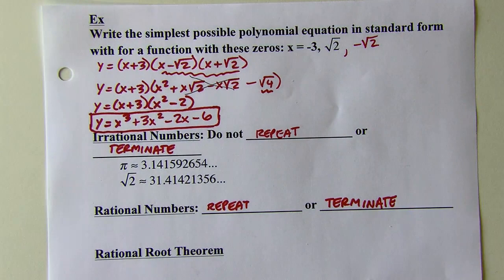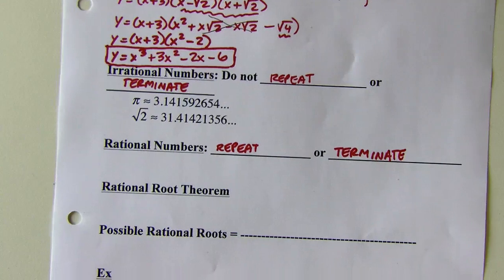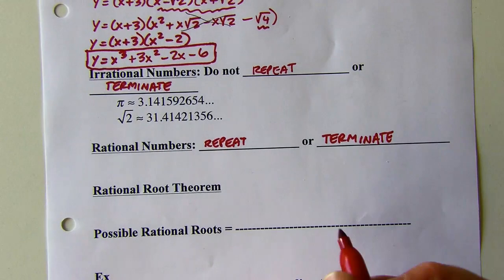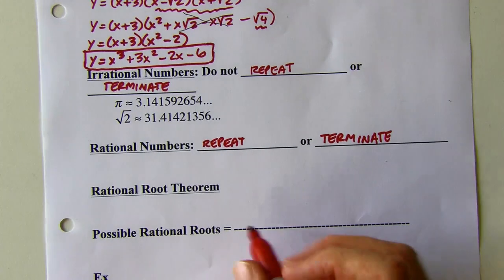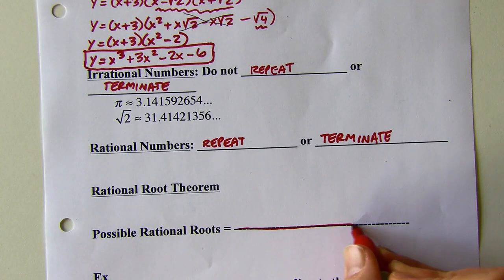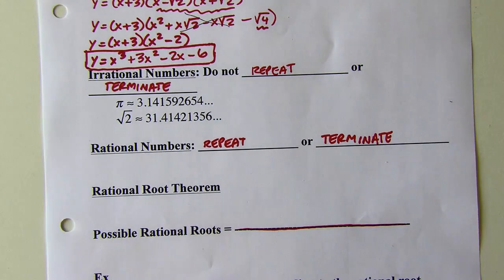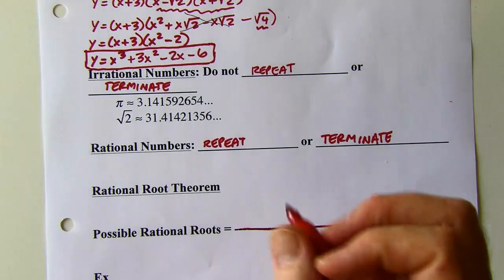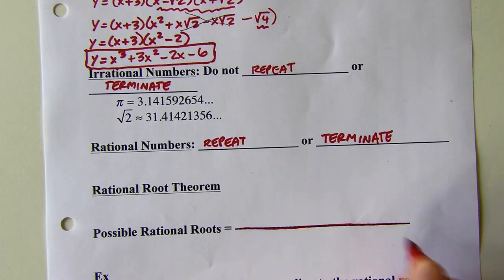A rational number, that leads us to the rational root theorem. Okay. So there's a little formula to get the possible rational roots. The possible rational roots are going to be given by a fraction where you've got the factors of the constant. This is supposed to be a division bar here.